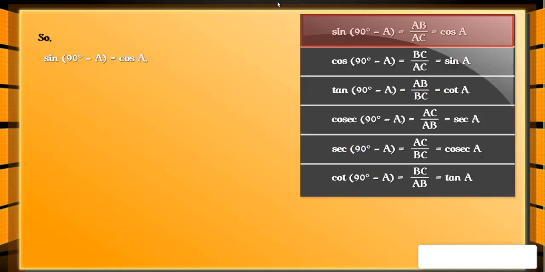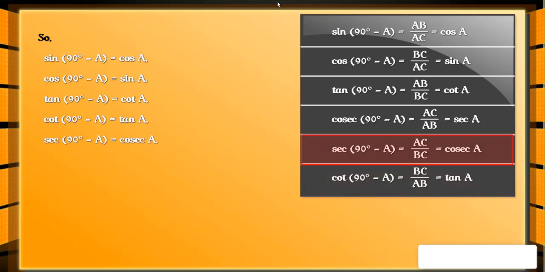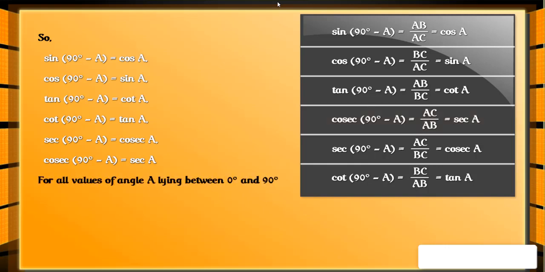So, sine 90 degrees minus A is equal to cos A. Cos 90 degrees minus A is equal to sine A. Tan 90 degrees minus A is equal to cot A. Cot 90 degrees minus A is equal to tan A. Sec 90 degrees minus A is equal to cosec A. Cosec 90 degrees minus A is equal to sec A, for all values of angle A lying between 0 degrees and 90 degrees.